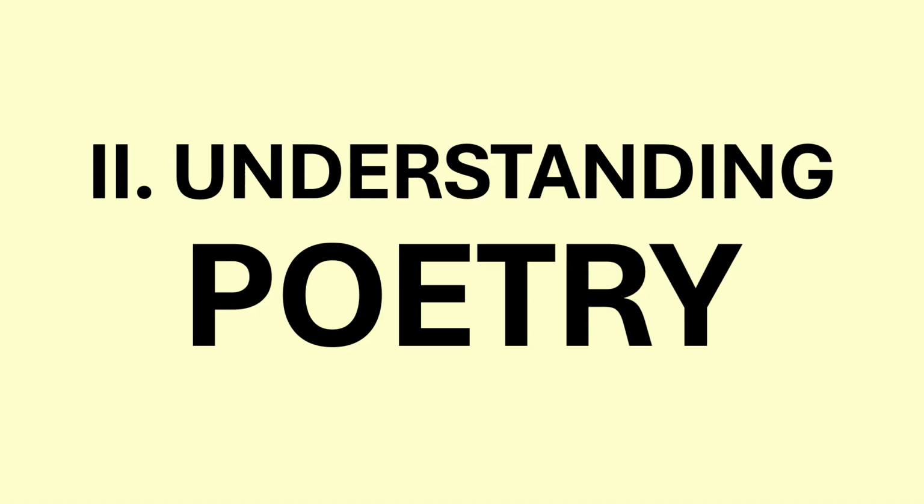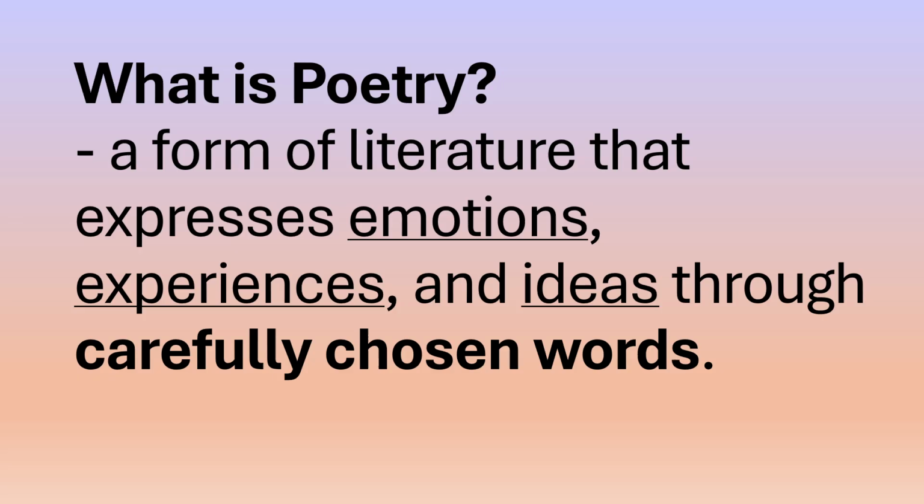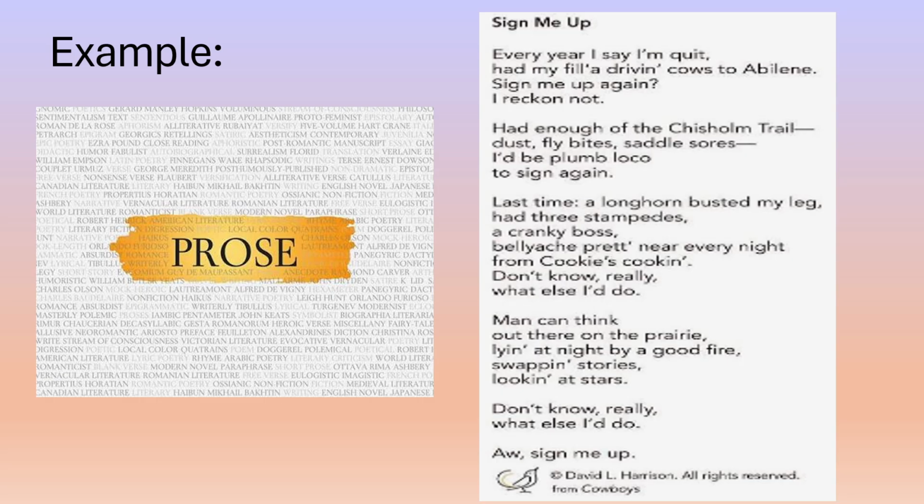So let's now move forward to understanding poetry. Poetry is a form of literature that expresses emotions, experiences, and ideas, but in a very careful way. Words are carefully chosen. Let's look at the example. There are 2 forms of literature. Either it's poetry like this one or prose. Prose is written in paragraphs, like how we write our text normally.